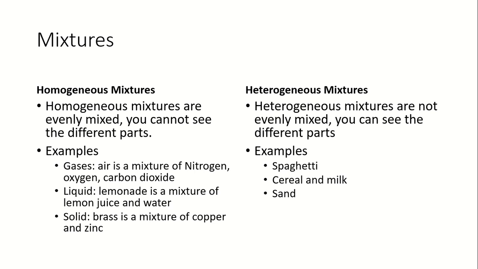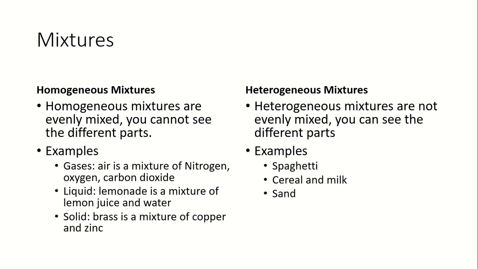Mixtures. There are two types of mixtures, homogeneous mixtures and heterogeneous mixtures. Homogeneous mixtures are evenly mixed. You cannot see the different part. Example of a gas is air. Air is a mixture of nitrogen, oxygen, carbon dioxide, and other gases. Liquids, such as lemonade or tea, are mixtures of lemon juice and water. Solids, like brass, is a mixture of copper and zinc. Steel is also a mixture.